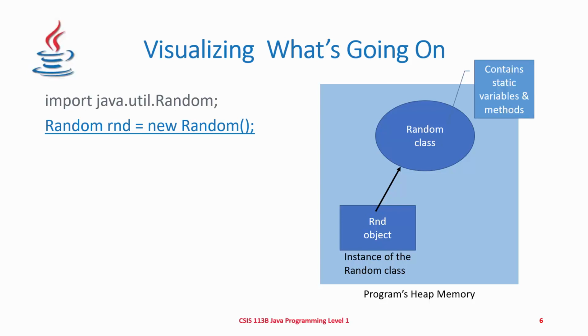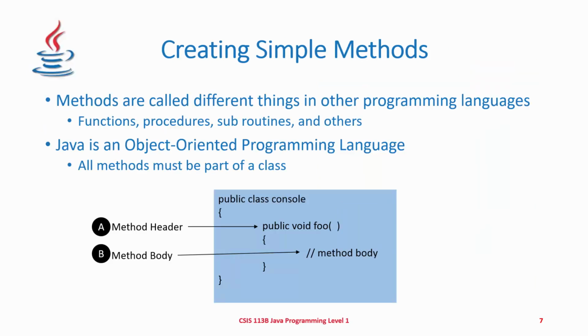Here you can see the graphic representing the fact that the static variables and methods remain within the Random class, and the instance variables and methods are contained within the code representing our RND object, and all of that is occurring within our program's heap memory. So we'll start out by creating a simple method.